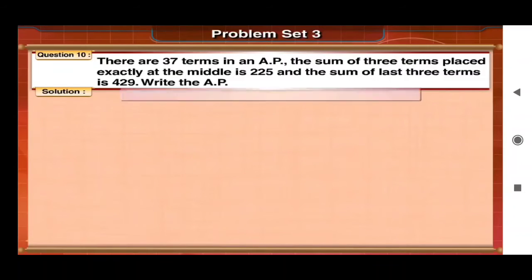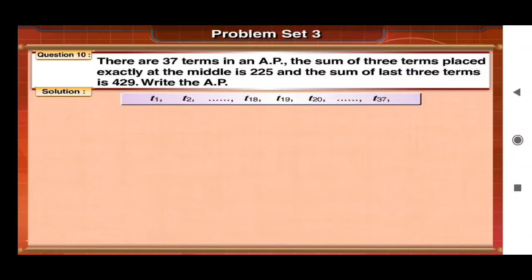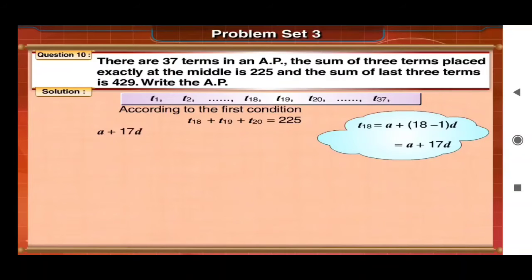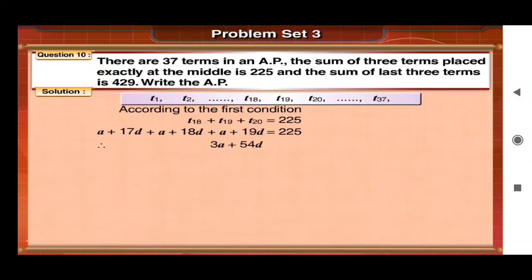Solution. Let the 3 terms placed exactly in the middle be T18, T19, and T20. According to the first condition, T18 plus T19 plus T20 is equal to 225. We can write these terms as a plus 17d plus a plus 18d plus a plus 19d is equal to 225. Therefore, 3a plus 54d is equal to 225. On dividing the whole equation by 3, we get a plus 18d is equal to 75. Let us denote this as equation 1.